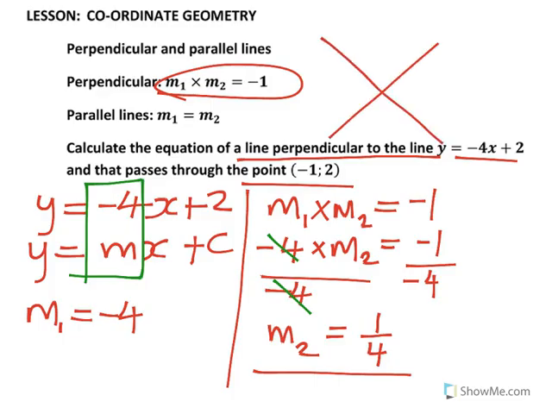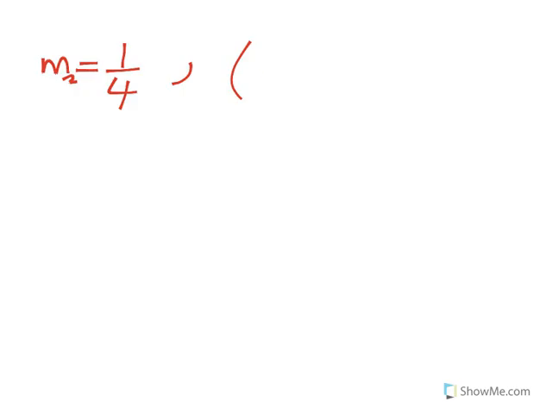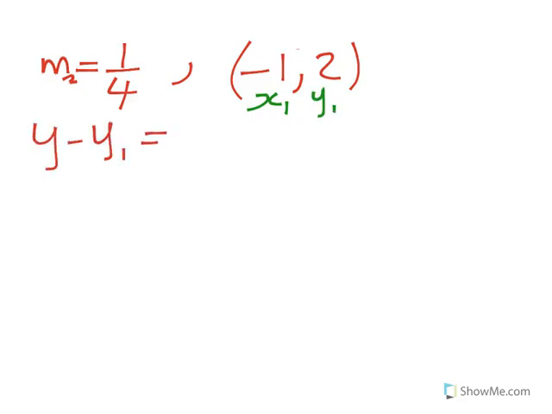Remember, these lines are perpendicular. They meet at 90 degrees. So if this one is m1, that gradient will be m2. If this is negative 4, facing this direction, the other one is positive, it will face that direction. Now I've got the gradient of the line and I've got a point, so let me write it. The gradient m is equal to 1 over 4, that's my m2, and they gave me the point as (minus 1, 2). Now remember, these become my x1 and my y1. I now use the equation y minus y1 is equal to m times (x minus x1).